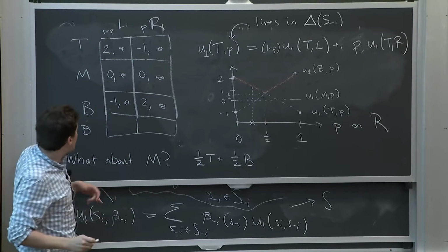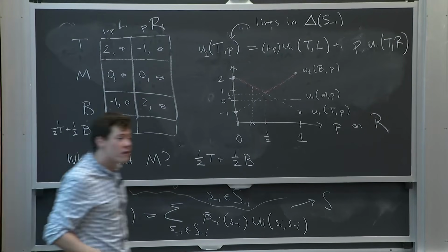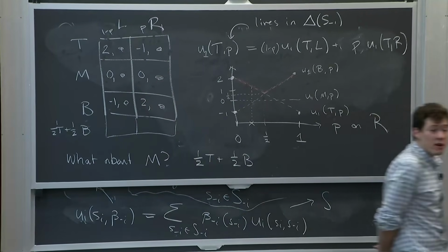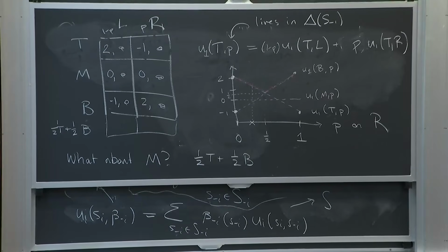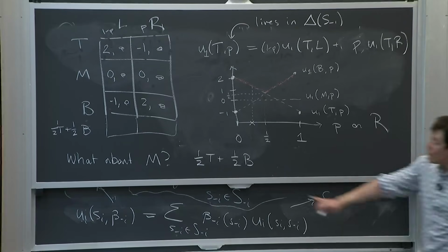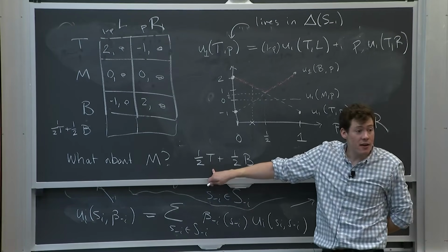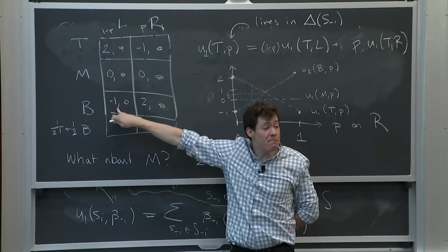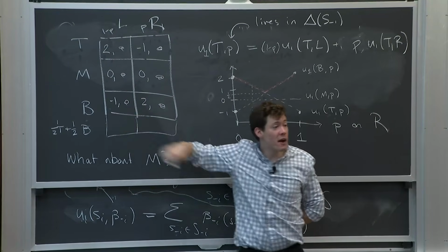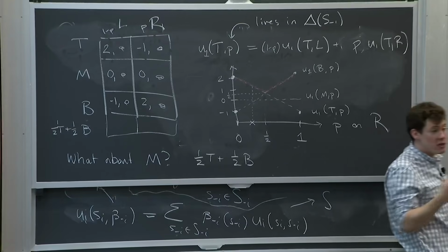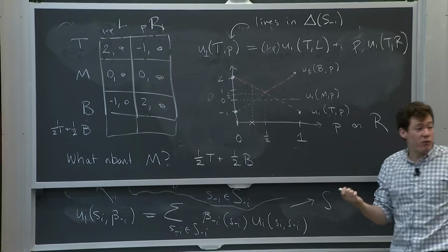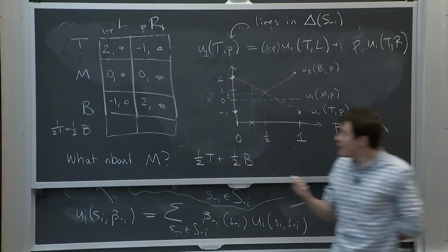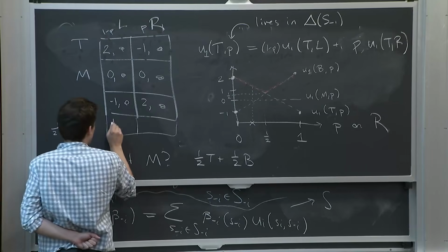If my opponent plays L, what is my payoff from this mixed strategy where I flip a coin? It's my expected payoff. Well, with probability half, I play T, and I get 2. With probability half, I play B, and I get -1. So my expected payoff is half of 2, which is 1, plus half of -1, which is -1/2. And if I add it up, I get 1/2.